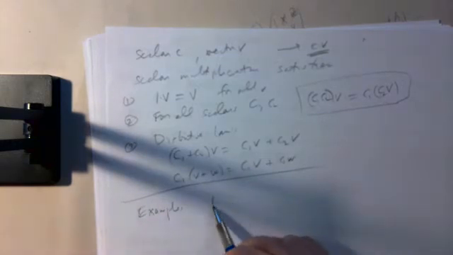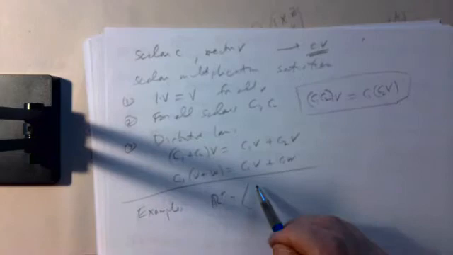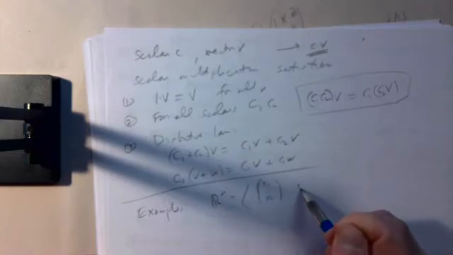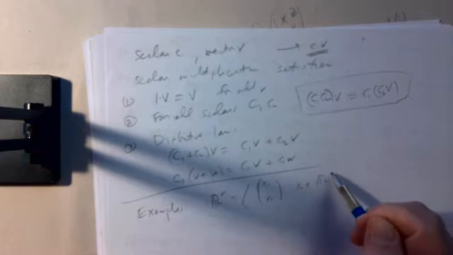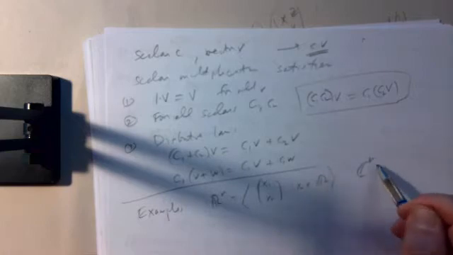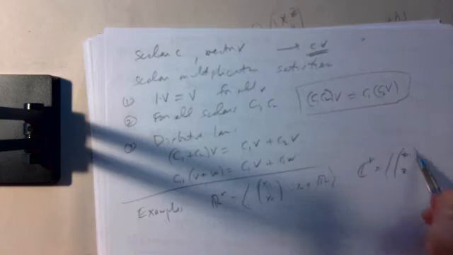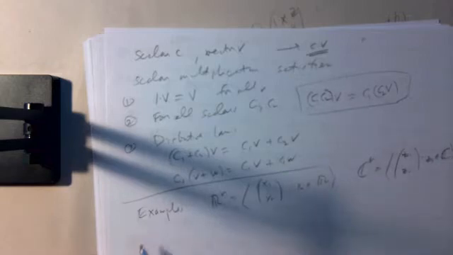And we've seen examples: Rn, the set of n-tuples of real numbers. You can have Cn, n-tuples of complex numbers. We have the set of m by n matrices.